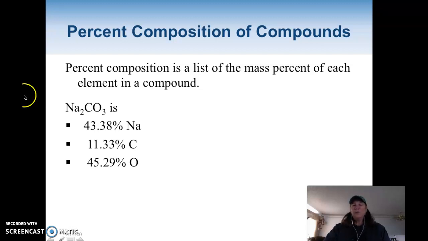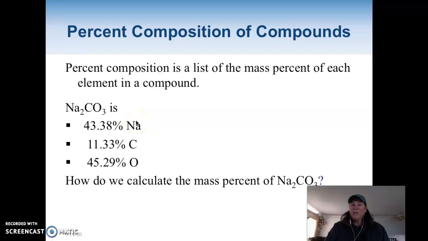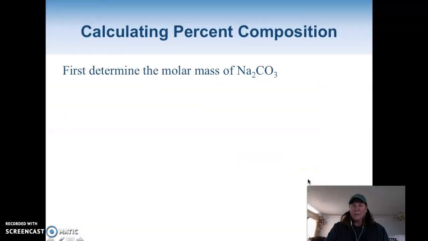Well, what you do for percent composition is you take the individual amount, the amount of sodium divided by the total. So you'd find the mass of this whole compound, and then you take each individual element and divide by the total. That's what percent composition is. Okay, so how do you calculate it? Again, I'm going to find the mass of sodium carbonate first, and then I'm going to divide each individual. And I think that's what this slide is. First determine the molar mass of sodium carbonate.